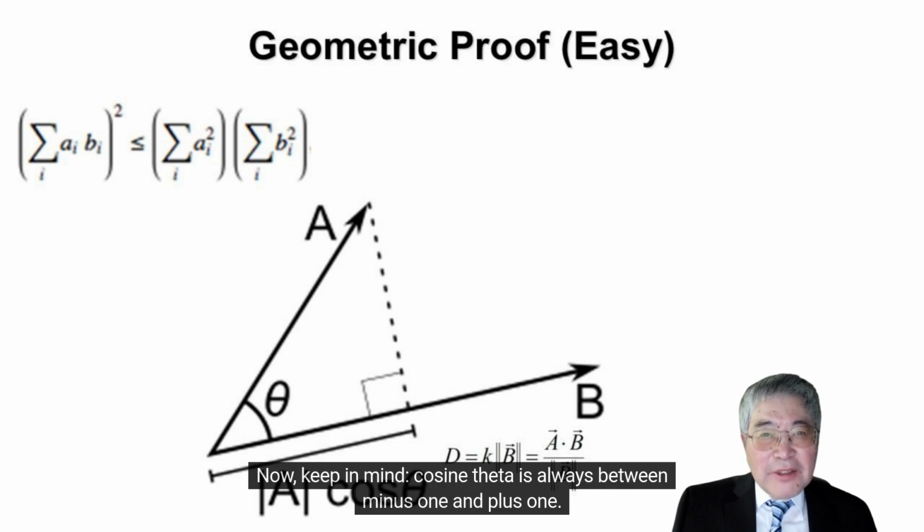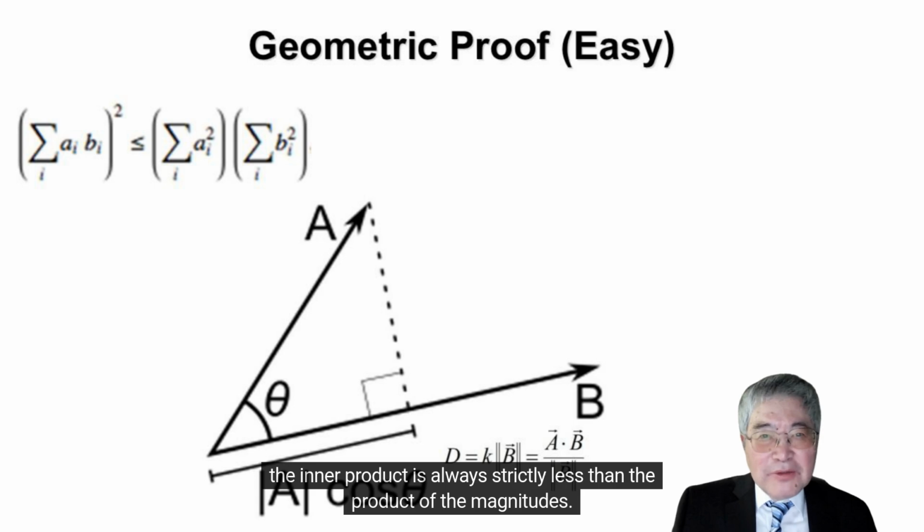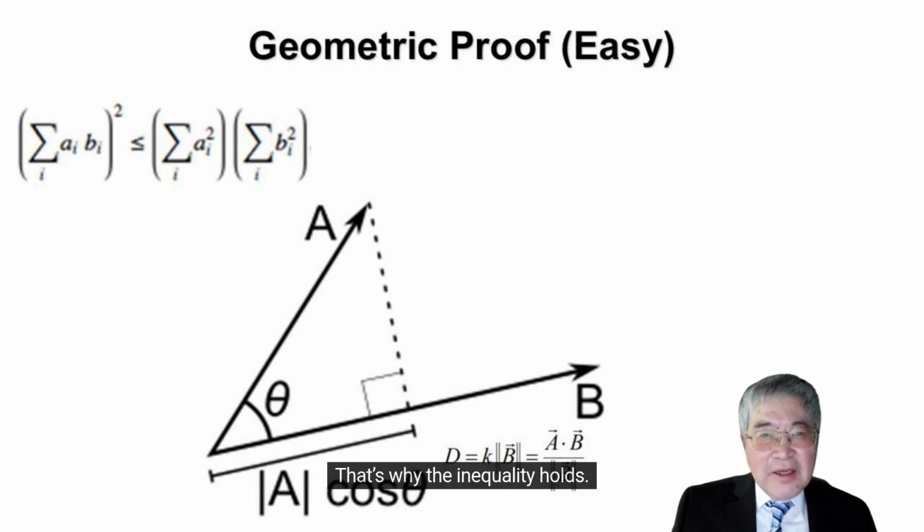Now keep in mind, cosine theta is always between -1 and +1. So unless theta is exactly 0 degrees, which means the vectors are pointing in the exact same direction, the inner product is always strictly less than the product of the magnitudes. That's why the inequality holds. But what about equality?